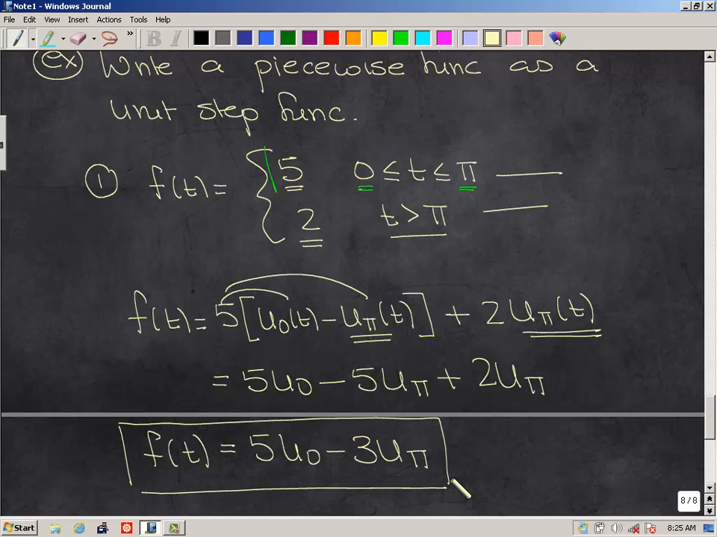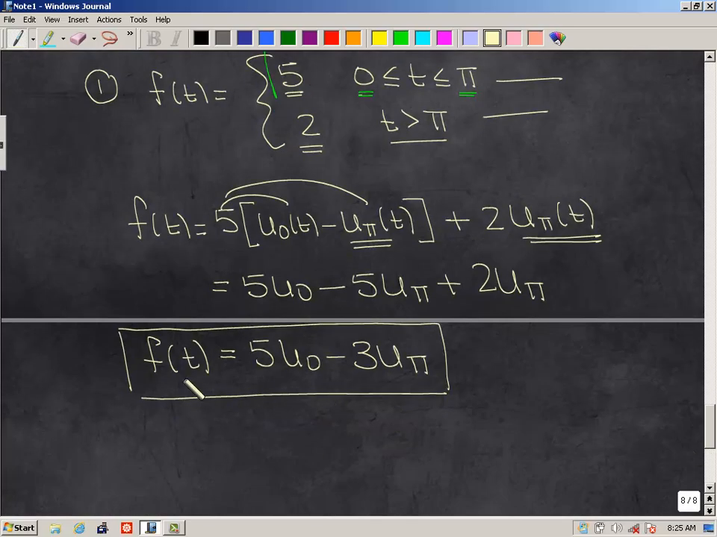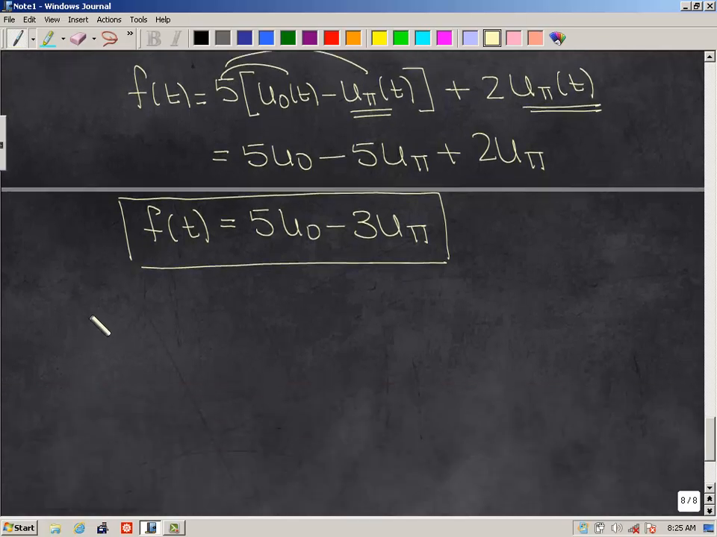Okay, we haven't done anything fancy with this yet. All we are doing is writing a piecewise function as a step function. Eventually, we're going to take the Laplace transform of this because we want to use Laplace transform to solve a discontinuous forcing function. But for now, we just want to master how to write them as step functions. Let's take a look at another example.